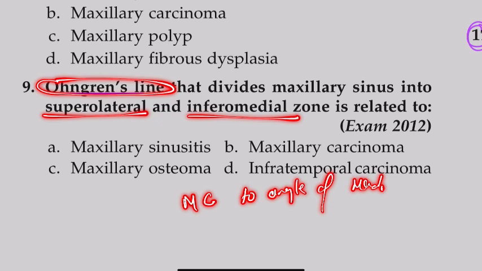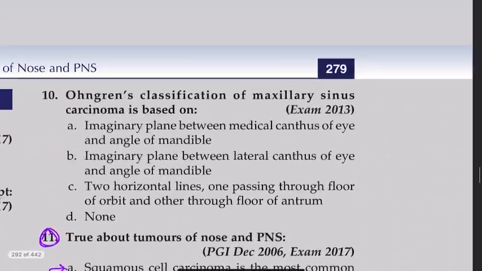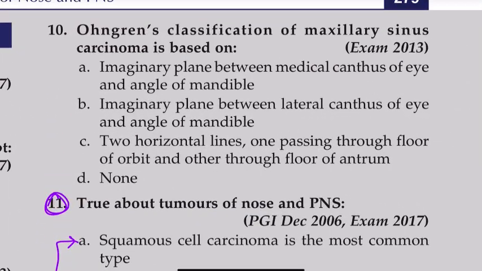Infrastructural growth situated below the plane has a better prognosis, and suprastructural growth, that is the superior lateral region, situated above the plane has a poorer prognosis, right? Okay, that is about Ongren's line. Ongren's classification of maxillary sinus carcinoma is based on the line from the medial canthus to the angle of mandible.